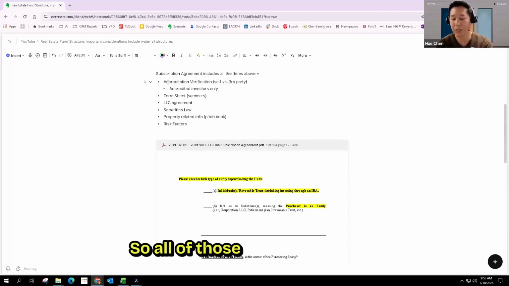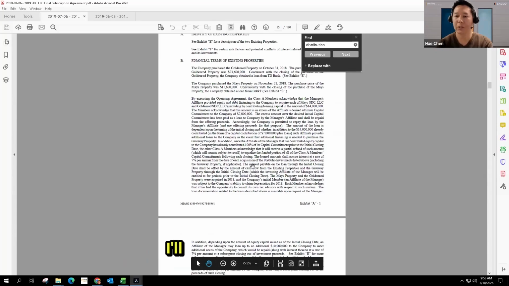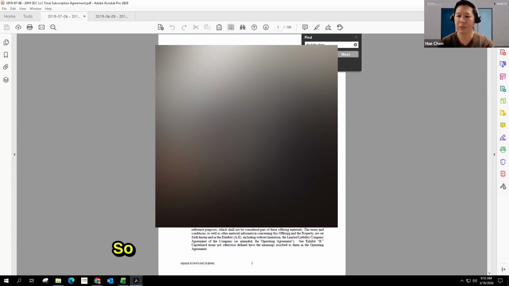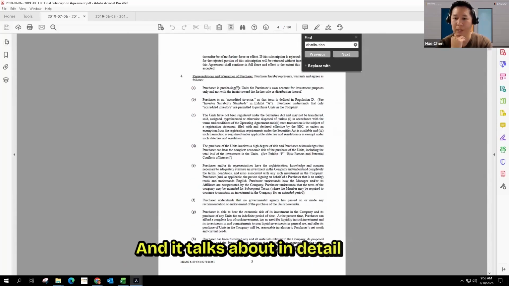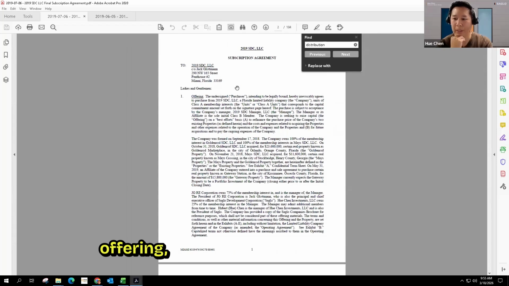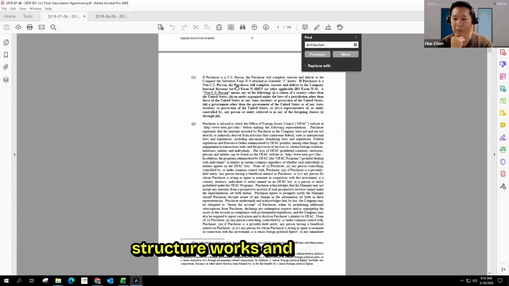So all of those details about the fund, including the accreditation verification. There's a survey that's there, and I'll show that to you. I'll actually go over the subscription agreement. The subscription agreement is the legal document that's actually binding everybody, right? And it talks in detail about the offering, how much money is being raised, the term, how the promote structure works, and all of that.